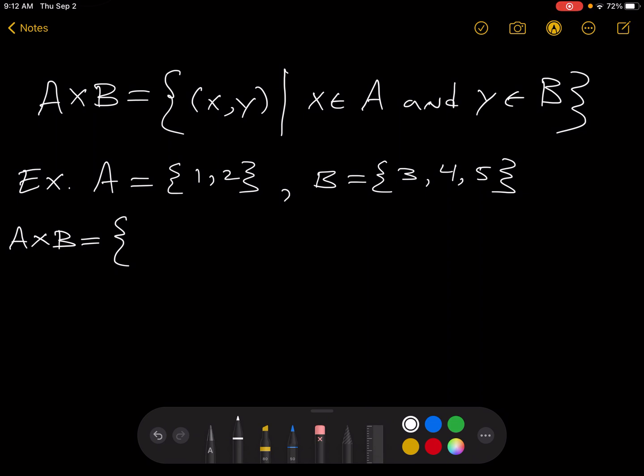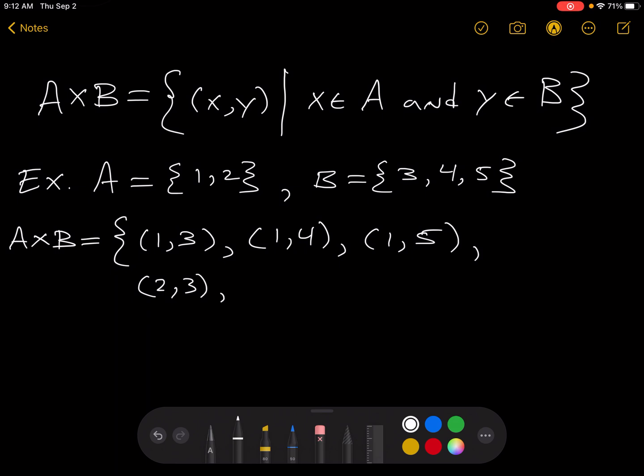So let's see, we have a 1 with 3, 1 with 4, 1 with 5, and now 2 with 3, 2 with 4, and 2 with 5. And that's the cross product of sets A and B as defined here. As you can see, these are points, and we could plot these points in the xy plane.